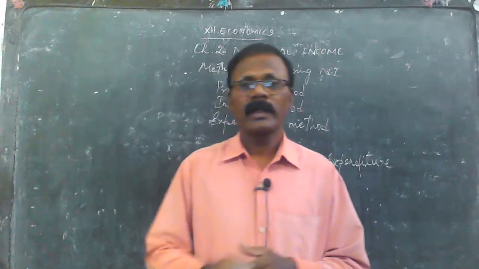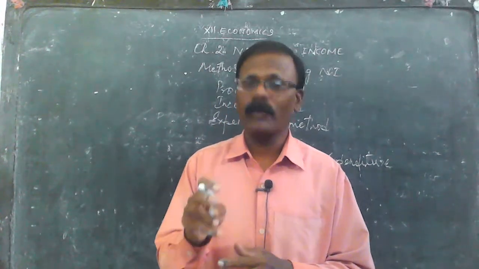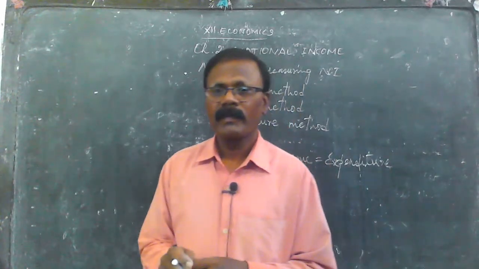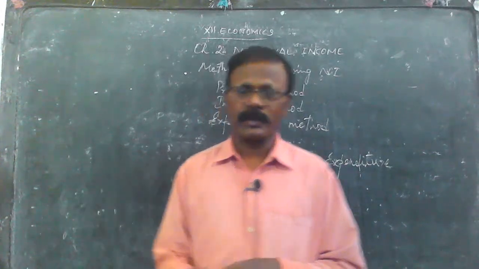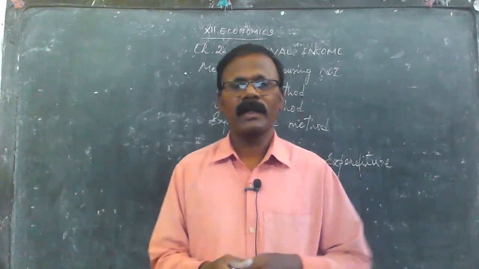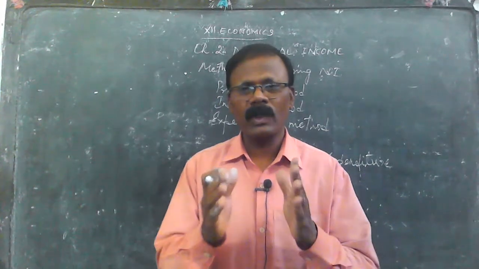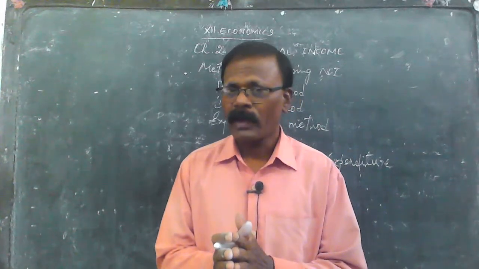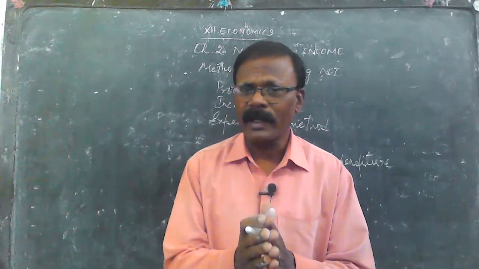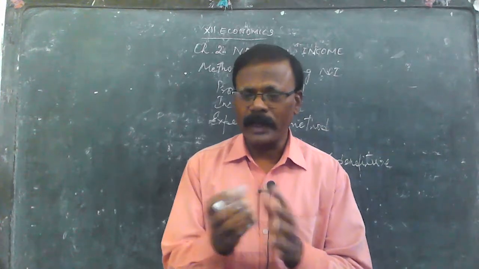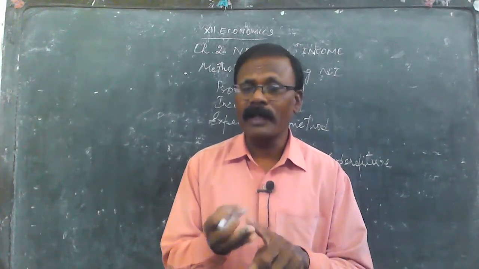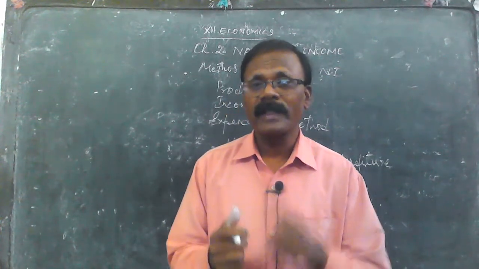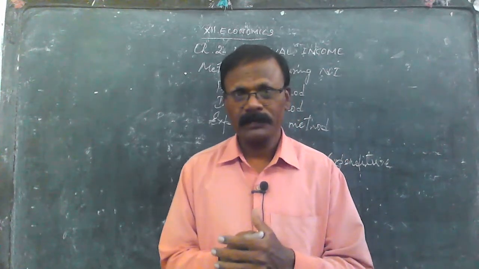That means NDP is equal to GDP minus the depreciation cost or the depreciation allowance. That is how NDP is obtained. How is GDP obtained? By adding, that is C plus I plus G plus X minus M. This is the equation of the GDP.